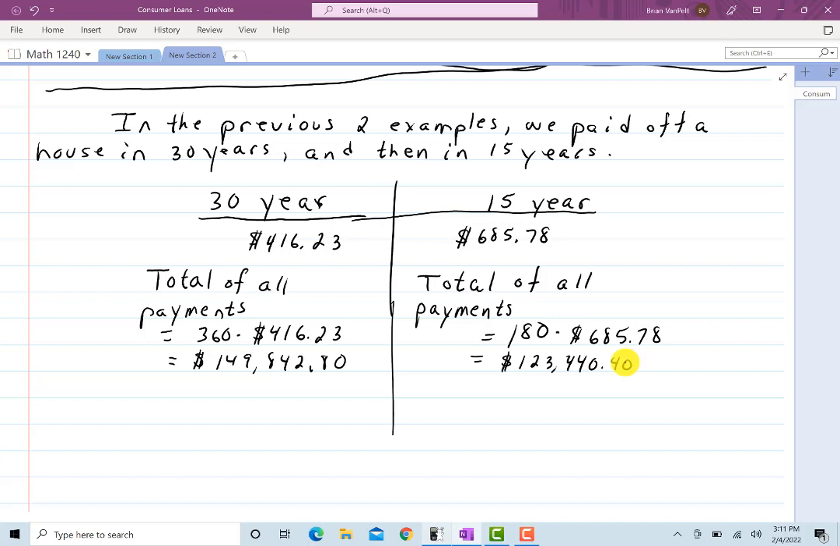Not only that, it's quite typical for one interest rate to be offered for 30 years and then a lower interest rate to be offered for 15 years. So you even do better than what I have in this example.